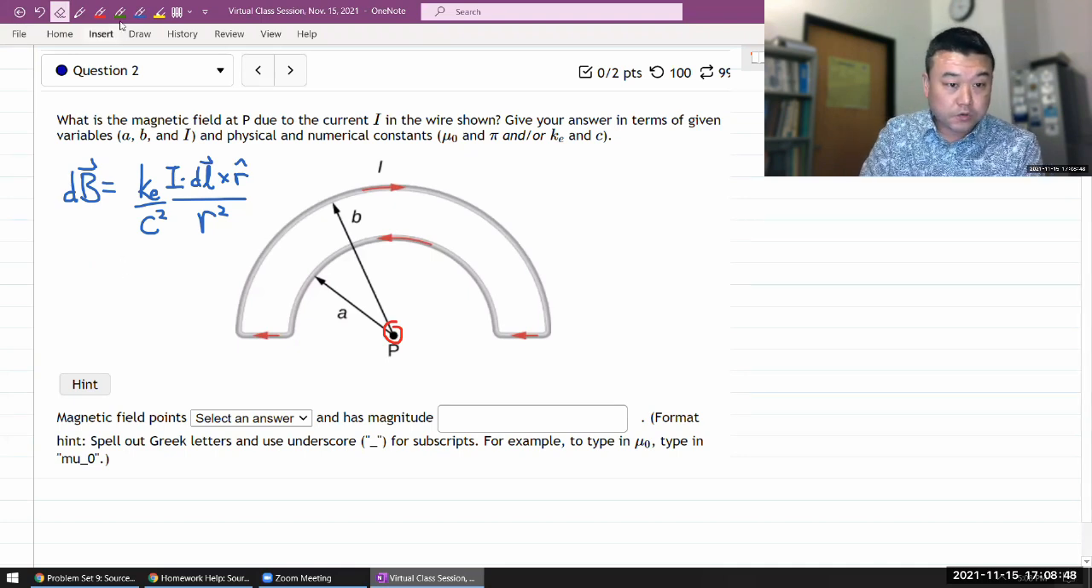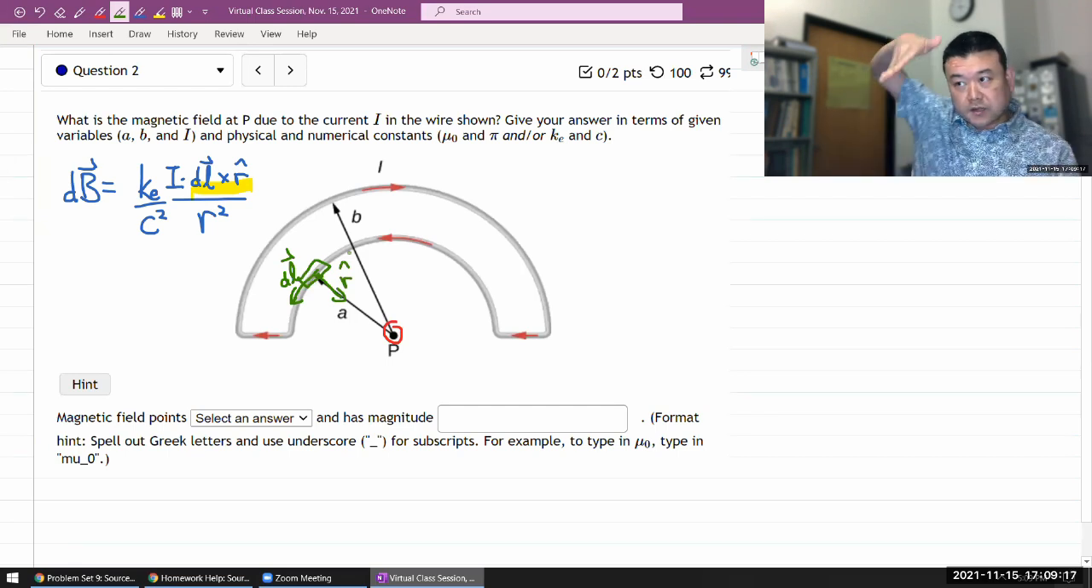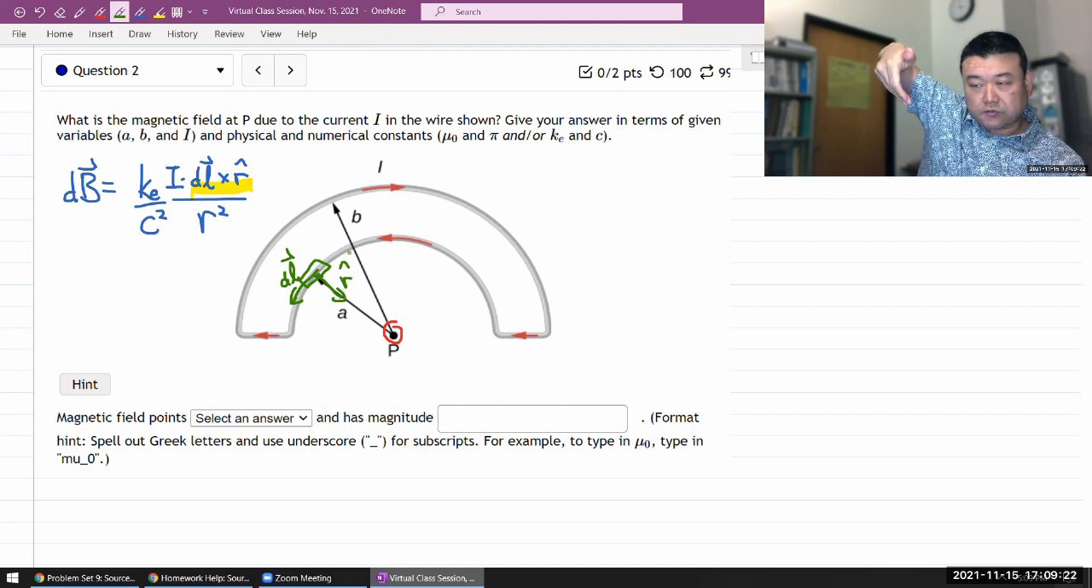So you can just do this cross product here: the direction of current cross product with the r hat. If I imagine taking, for example, this segment here, my direction of dl goes this way, in the direction of current. And r hat always points from the source to the point where you are calculating the field. So this is the direction of r hat. So you just do the cross product, dl cross r hat, towards the circle.